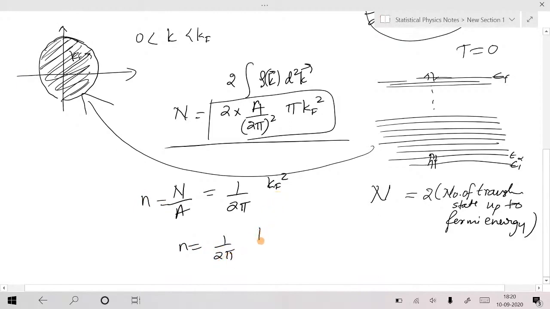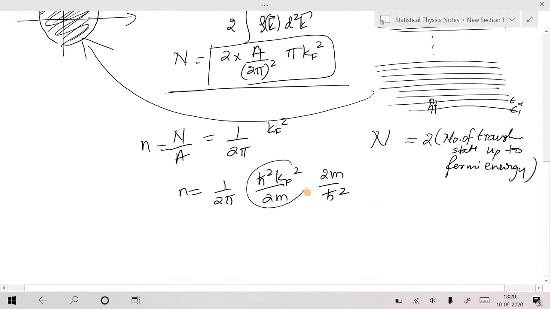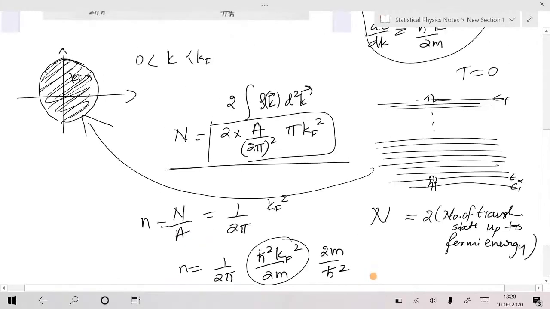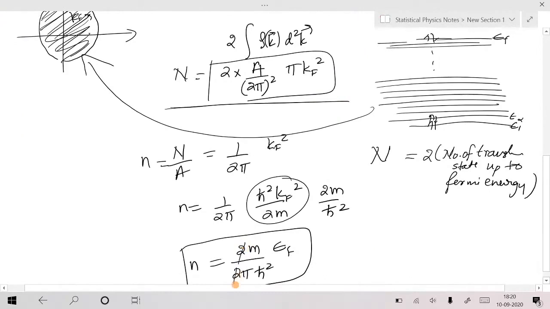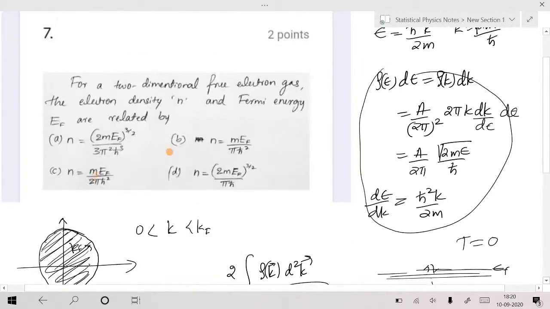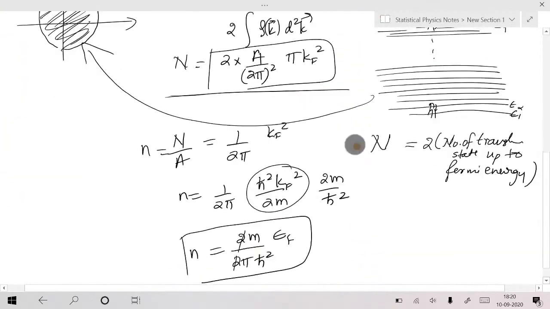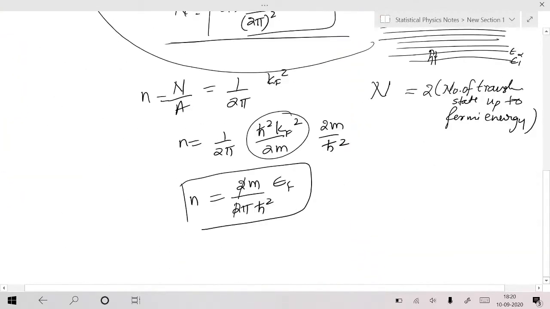You better write kf square as h bar square kf square by 2m into 2m by h bar square. You should balance this, so that this is nothing but EF. Am I right? 2m divided by 2 pi h bar square into EF. Is that okay? Now you can think of the options. 2 got cancelled. m by pi h bar square into EF. This is the term. Is that okay? Any question quickly?